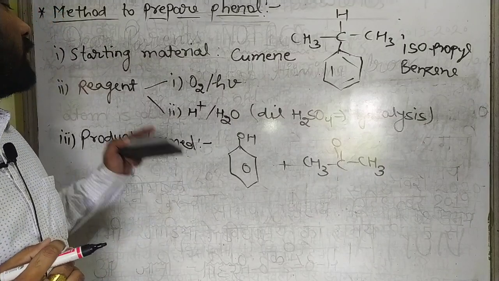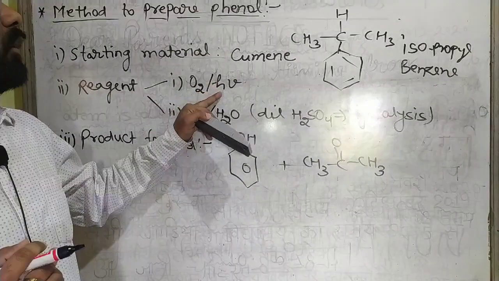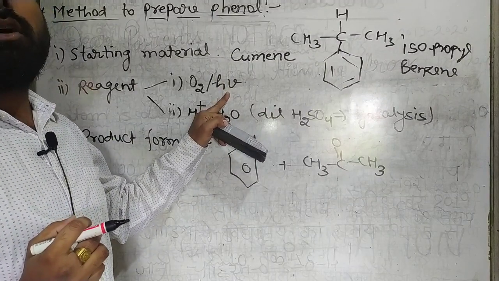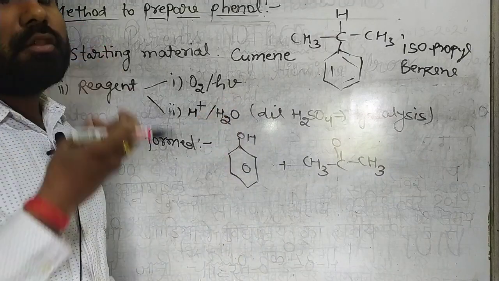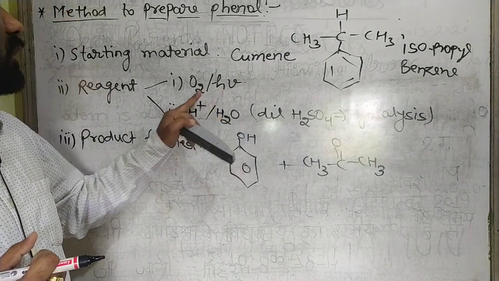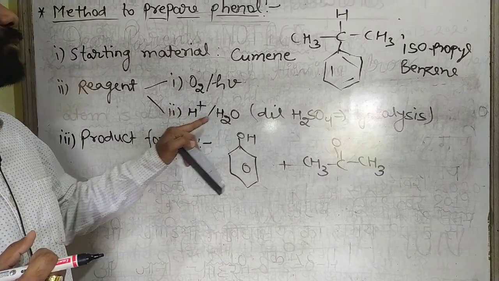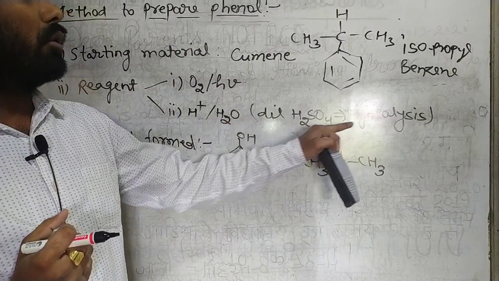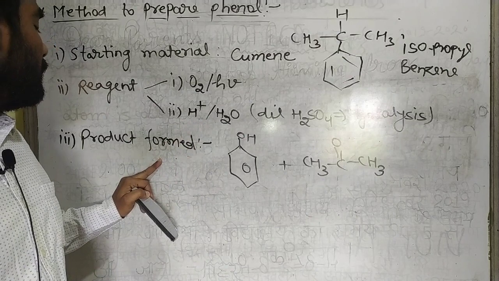And in the reagent part, in the first step we use oxygen with the sunlight. Sunlight is represented as hν. It is a symbolic form of sunlight. As you know, hν is an indication for the free radical mechanism. So the first step of this reaction will follow free radical mechanism and in the second step we will use dilute H2SO4. Dilute H2SO4 will be used for the purpose of hydrolysis. By the hydrolysis, in the second step we will get the product.